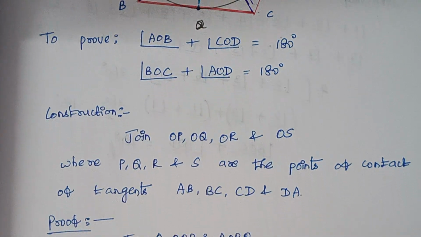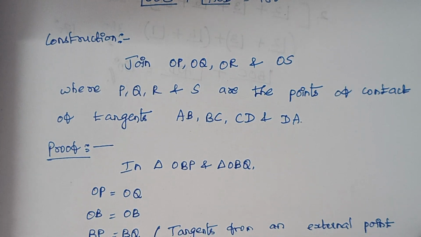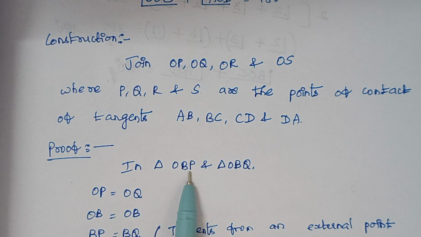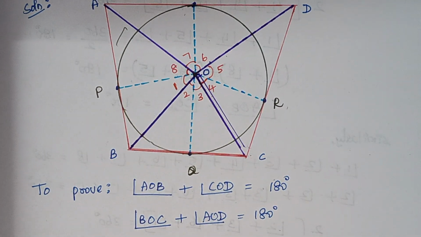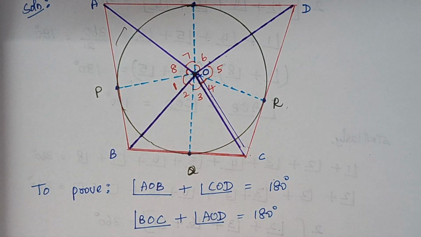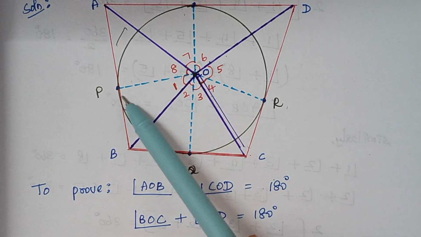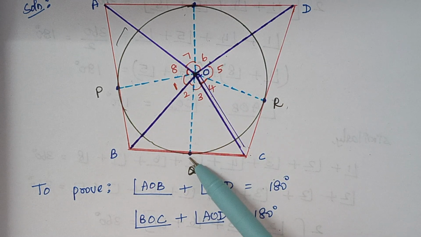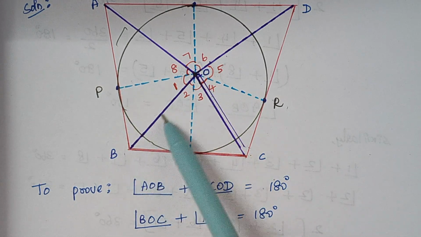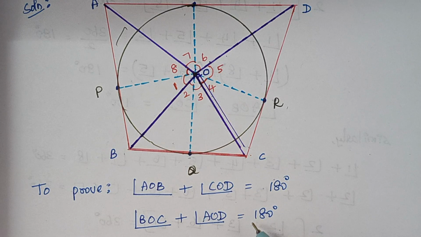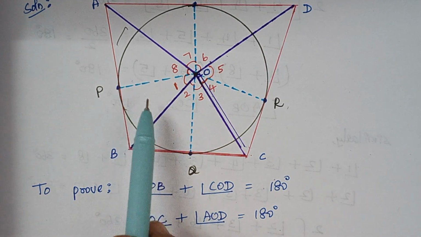Now we have to prove. In order to prove, we are going to consider two triangles and finally prove that these two triangles are congruent so that we can discuss the angles. So now consider the triangles OPB and OBQ. We are taking these two triangles. This is one triangle and this is another triangle. We have to prove that these two triangles are congruent.